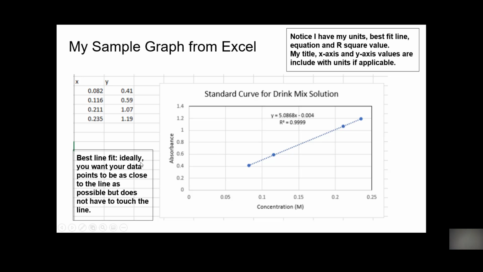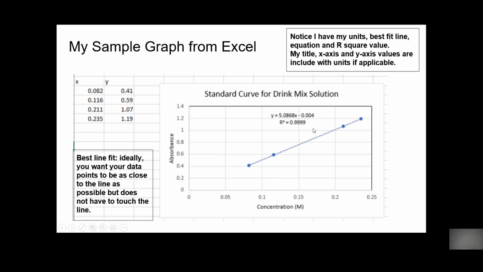So what do you need? You need a best line fit. So you should have a best line fit. There's a little box that should be checked off for that. Ideally you want your data points to be as close to the line as possible, but they do not have to touch the line. So this is the weird thing, the best line fit doesn't have to touch the line. You can have dots on this side and dots on this side. But it's more, I don't know how to explain it, it's more in the middle somewhere.